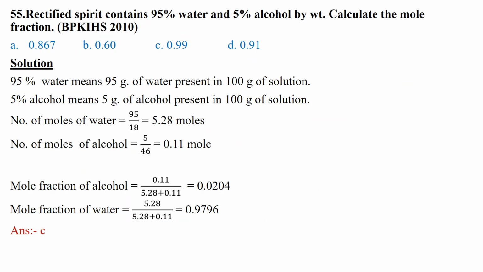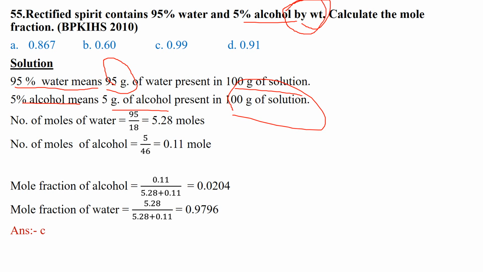Next question. Rectified spirit contains 95% water and 5% alcohol by weight. We have to calculate the mole fractions. 95% water means 95 gram of water is present in 100 gram of solution. And 5% alcohol means 5 gram of alcohol is present in 100 gram of solution, because the question gives alcohol by weight. 5% alcohol by weight, it is not by volume. The number of moles of water is 5.28 moles, and number of moles of alcohol is 0.11 mole. This 46 is the gram molecular weight of alcohol.